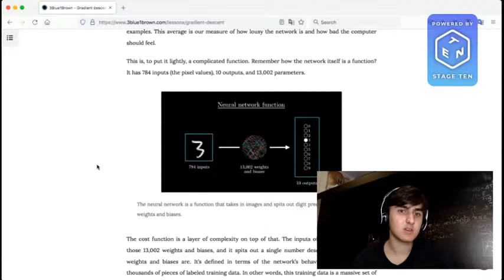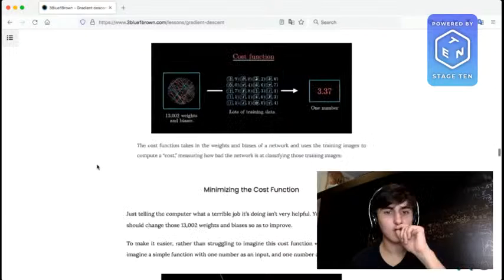It's defined in terms of the network's behavior on all the tens of thousands of pieces of label and training data. In other words, this training data is a massive set of parameters to the cost function. Okay, so now we're going to do some calculus. Yay, minimizing the cost function.